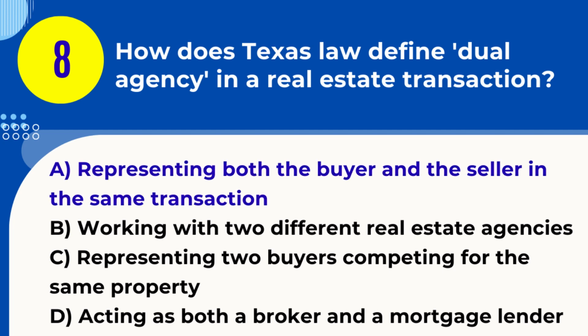Answer: A. Representing both the buyer and the seller in the same transaction. Explanation: dual agency in Texas real estate is defined as an agent or broker representing both the buyer and the seller in the same transaction. This requires clear disclosure and consent from all parties due to potential conflicts of interest.